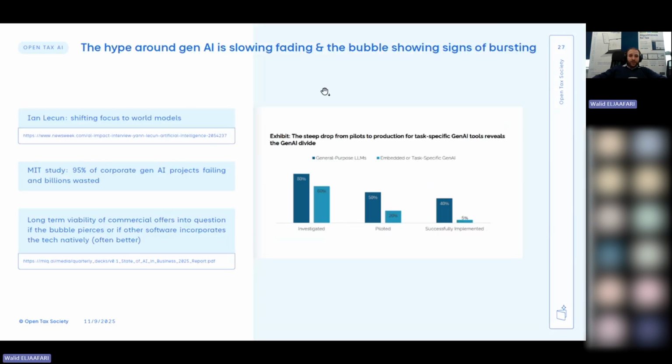So just a little bit about generative AI, because there are questions on the capabilities of generative AI to tackle some of the issues.